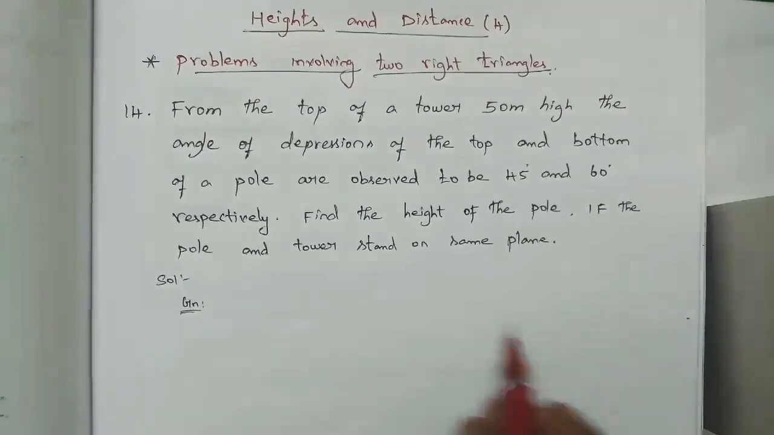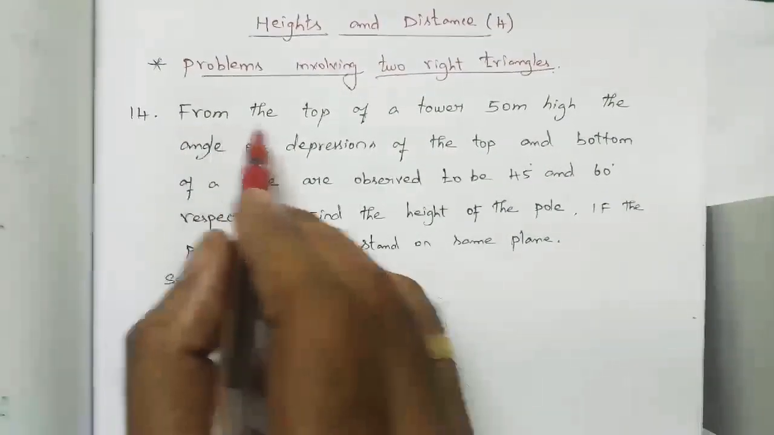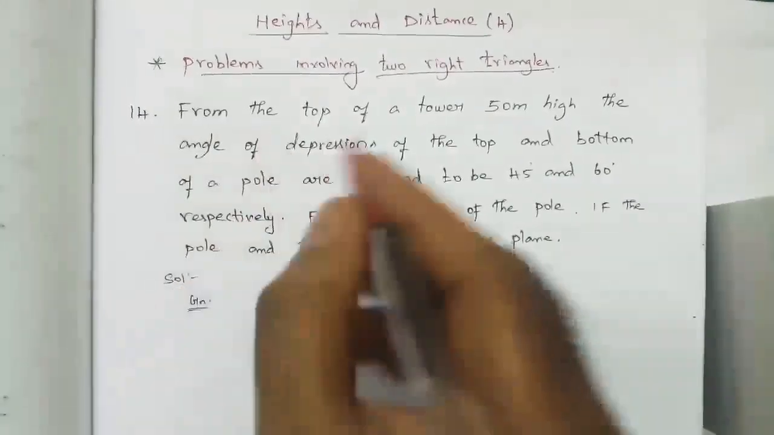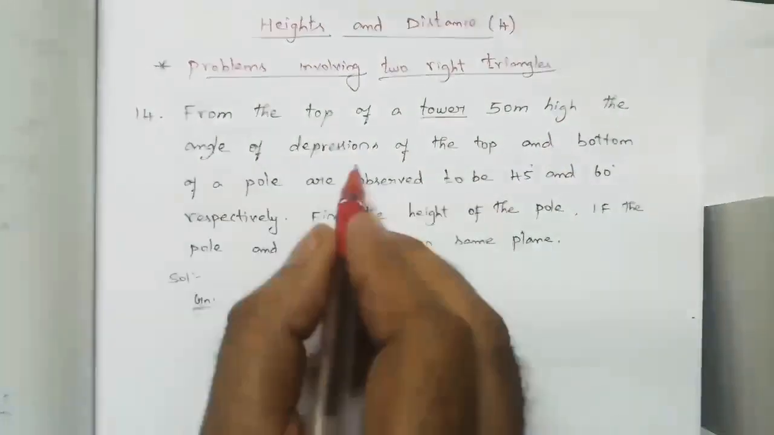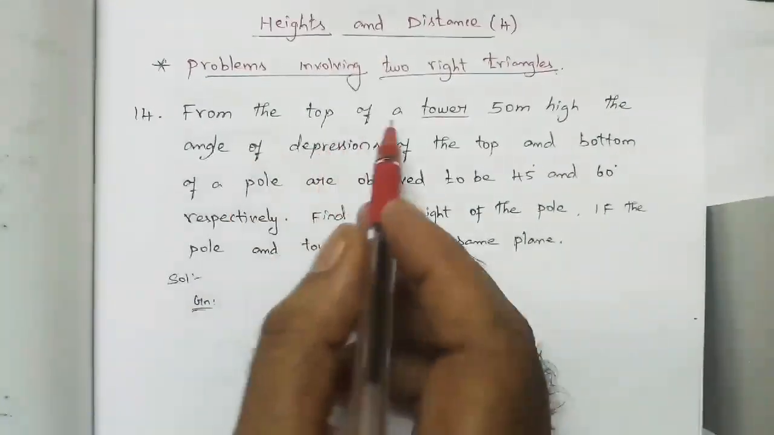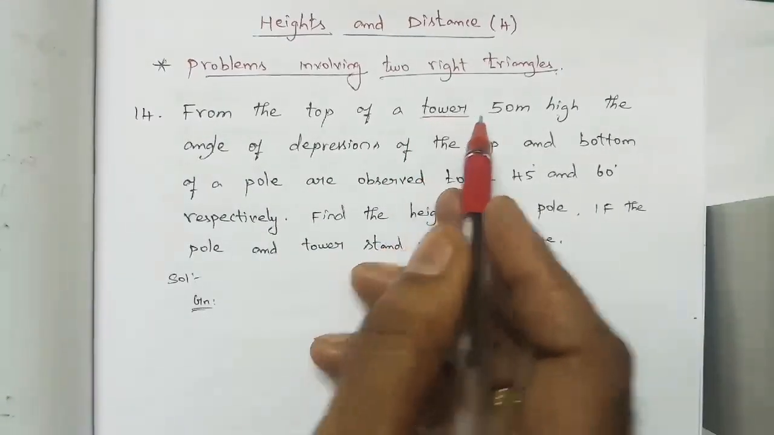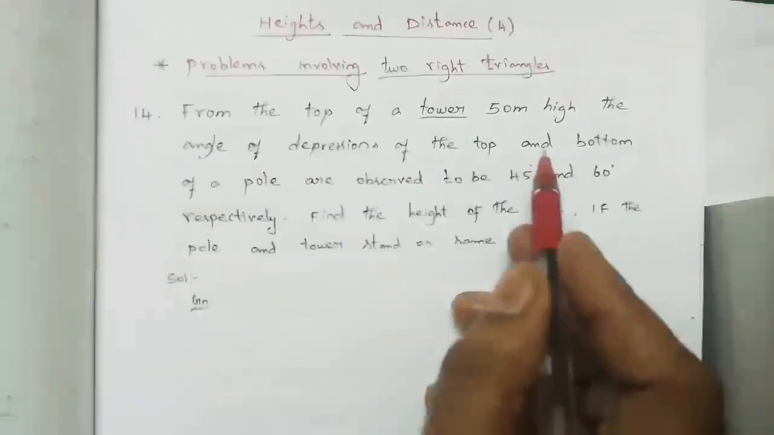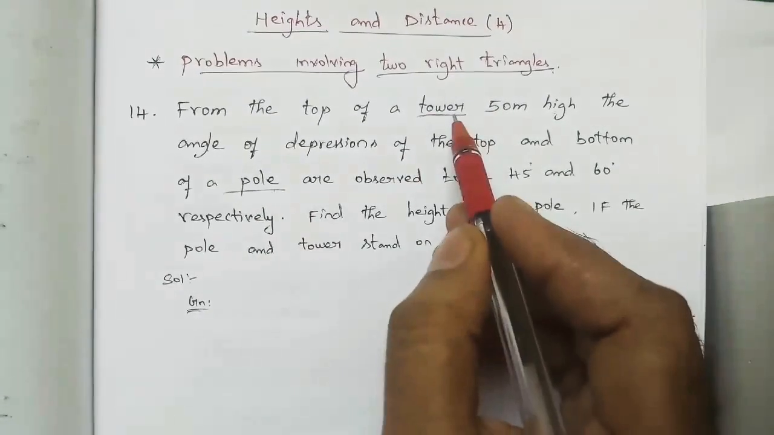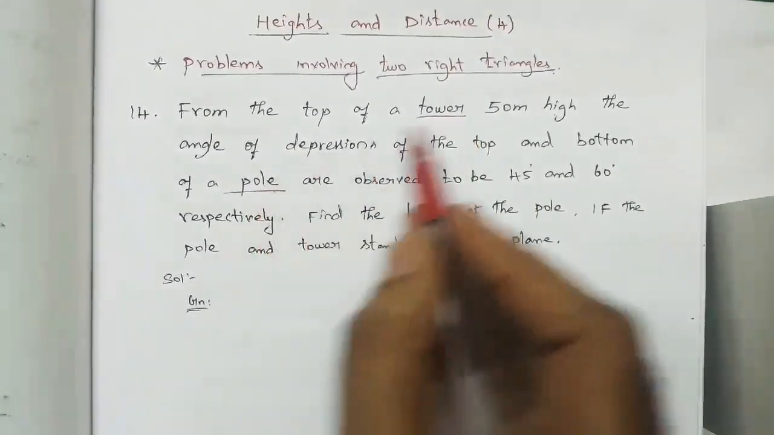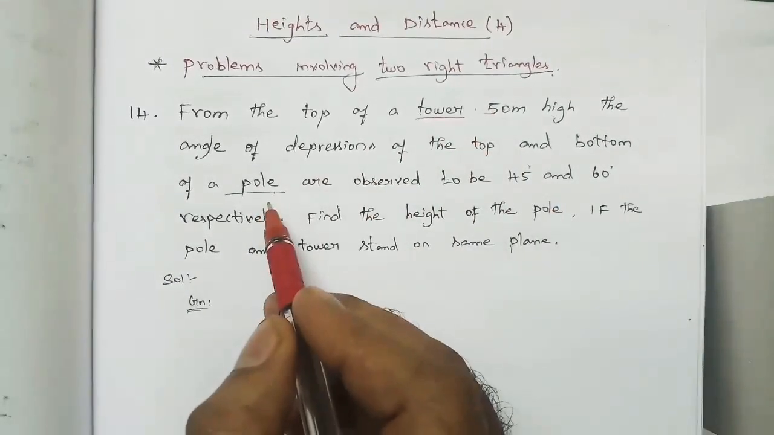Okay, come to the question. Sum number 14. From the top of a tower 50-meter high, the angle of depression of the top and bottom of a pole. See, they are talking about two things. One is the tower, another one is the pole.